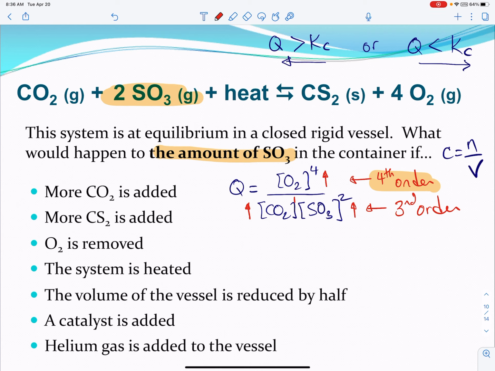Kc did not change because the temperature wasn't changed. So if Q got bigger and temperature wasn't changed, so Kc stayed the same, that means Q is now larger than Kc. If Q is larger than Kc, this reaction will shift backwards as a result. Shifting backwards is going to produce more SO3, so the amount of SO3 will increase.